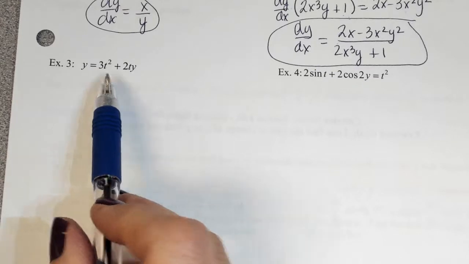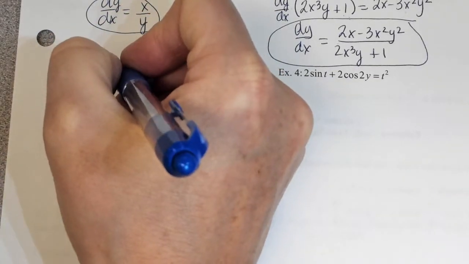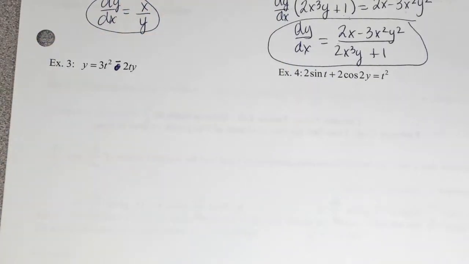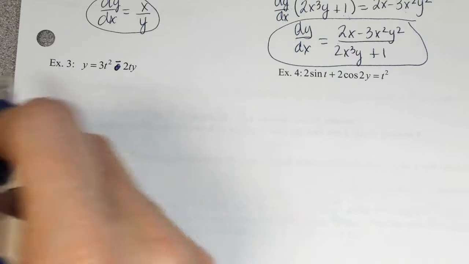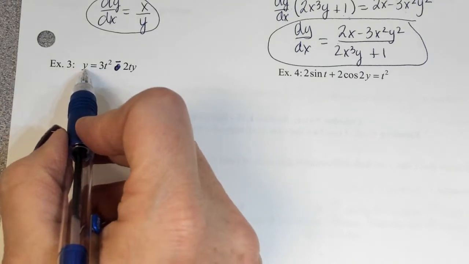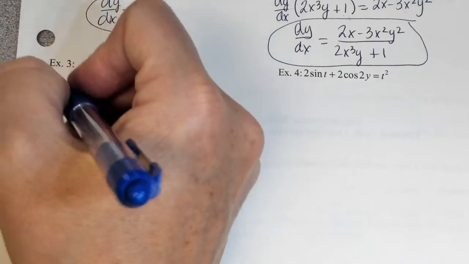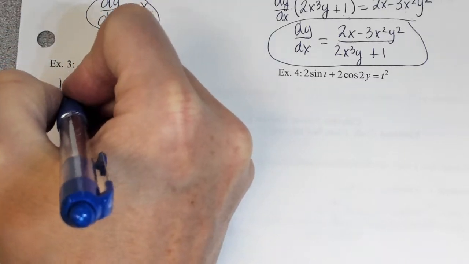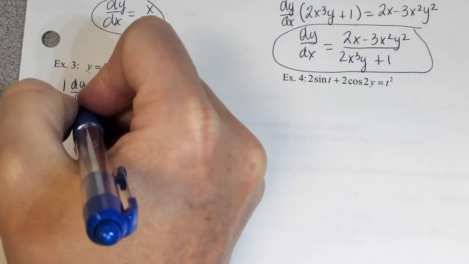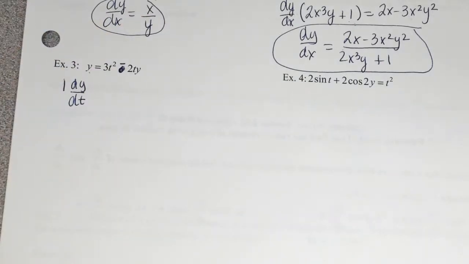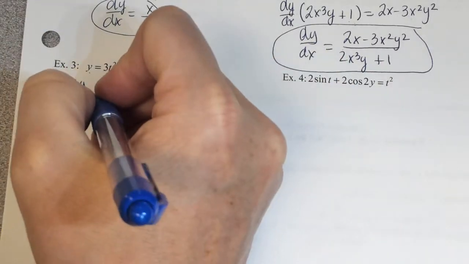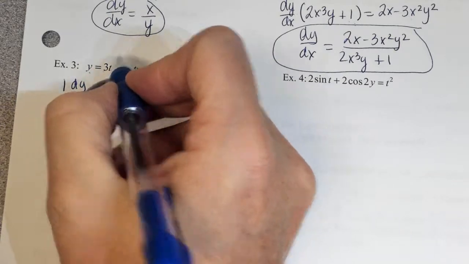Okay, down here, I want you to change this to subtraction because it's much more difficult with subtraction. So we're taking this derivative with respect to time. What's the derivative of y with respect to time? 1 what? Not dy/dx, dy/dt, because now I'm taking it with respect to time. Equals, what's the derivative of 3t squared?